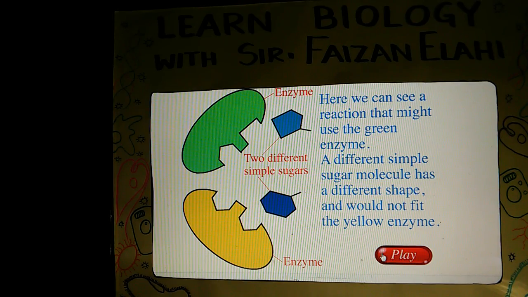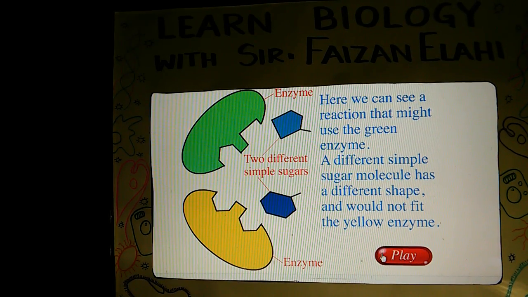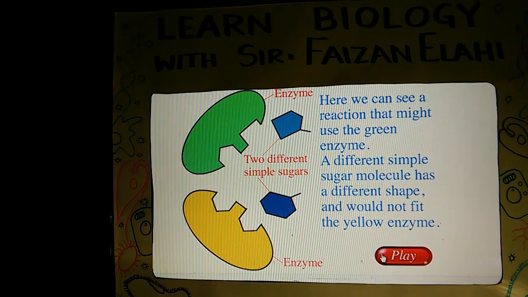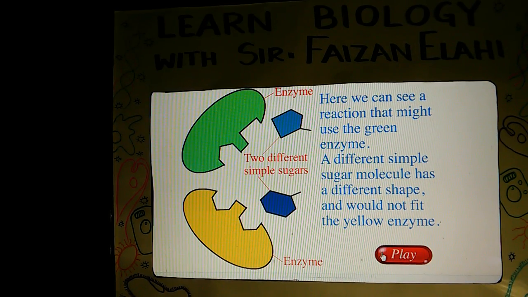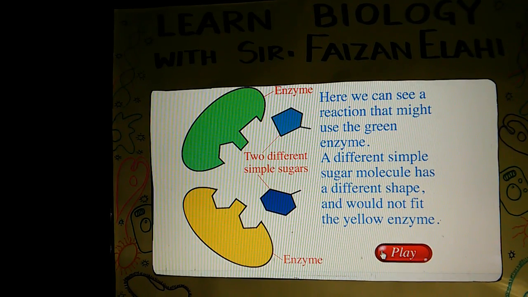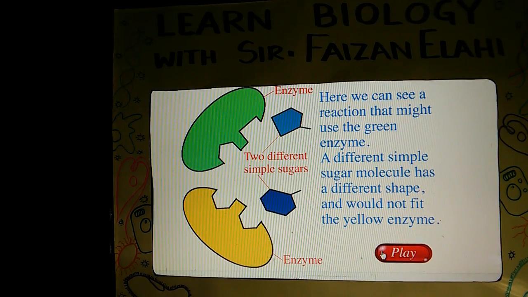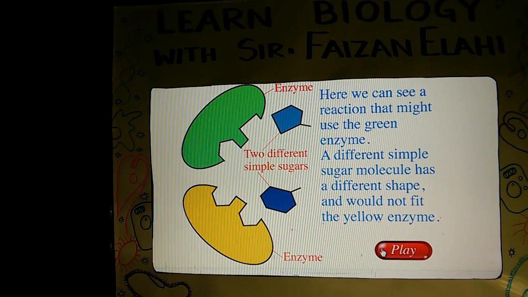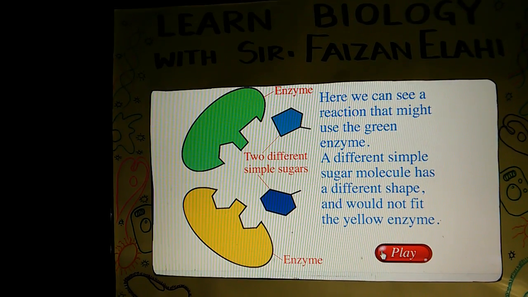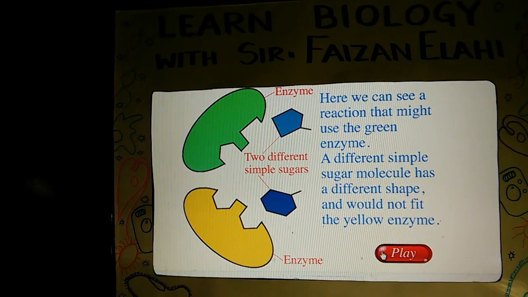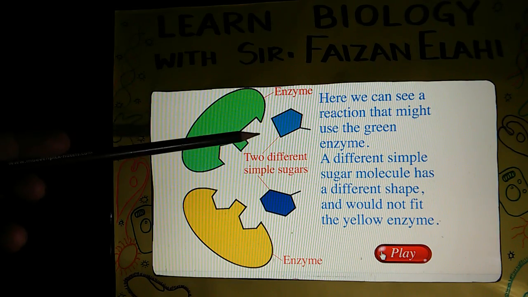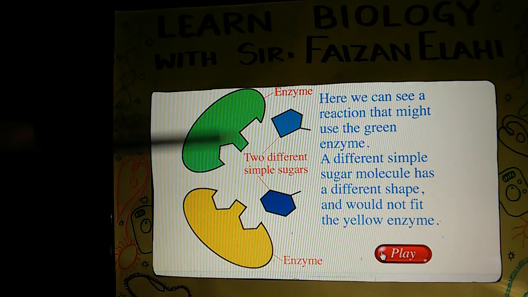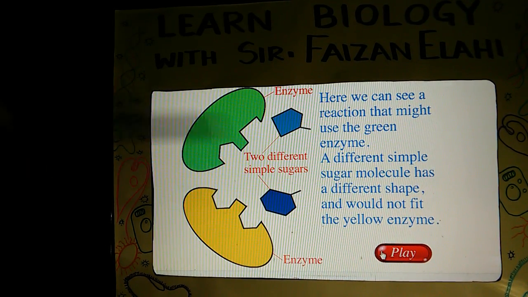Here we can see a reaction that might use the green enzyme. A different sugar molecule has a different shape and would not fit the yellow enzyme. You know, carbohydrates are of different types. Glucose, fructose, galactose, these are all sugar molecules. But glucose is different from fructose, and fructose is different from galactose. So here in the slide, you will find again two molecules of simple sugar but of different shape. It means they are sugars but with different formulas.